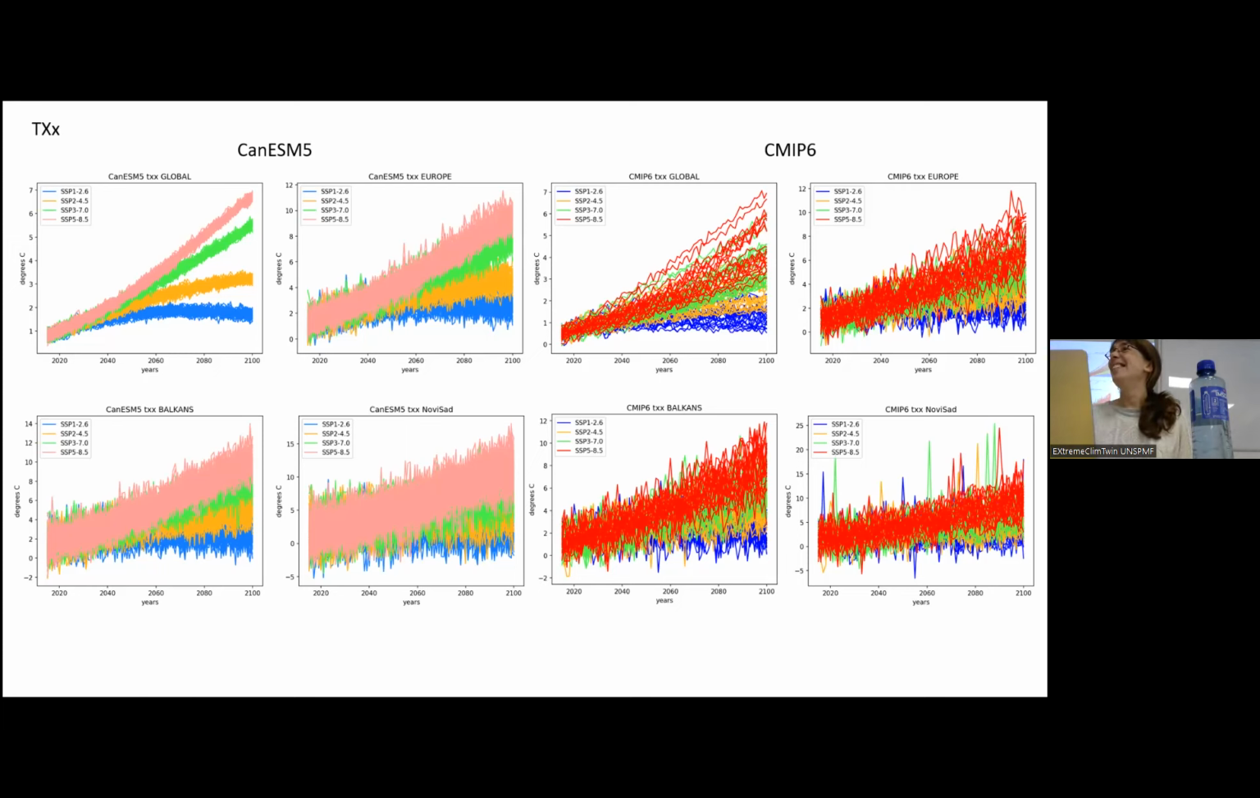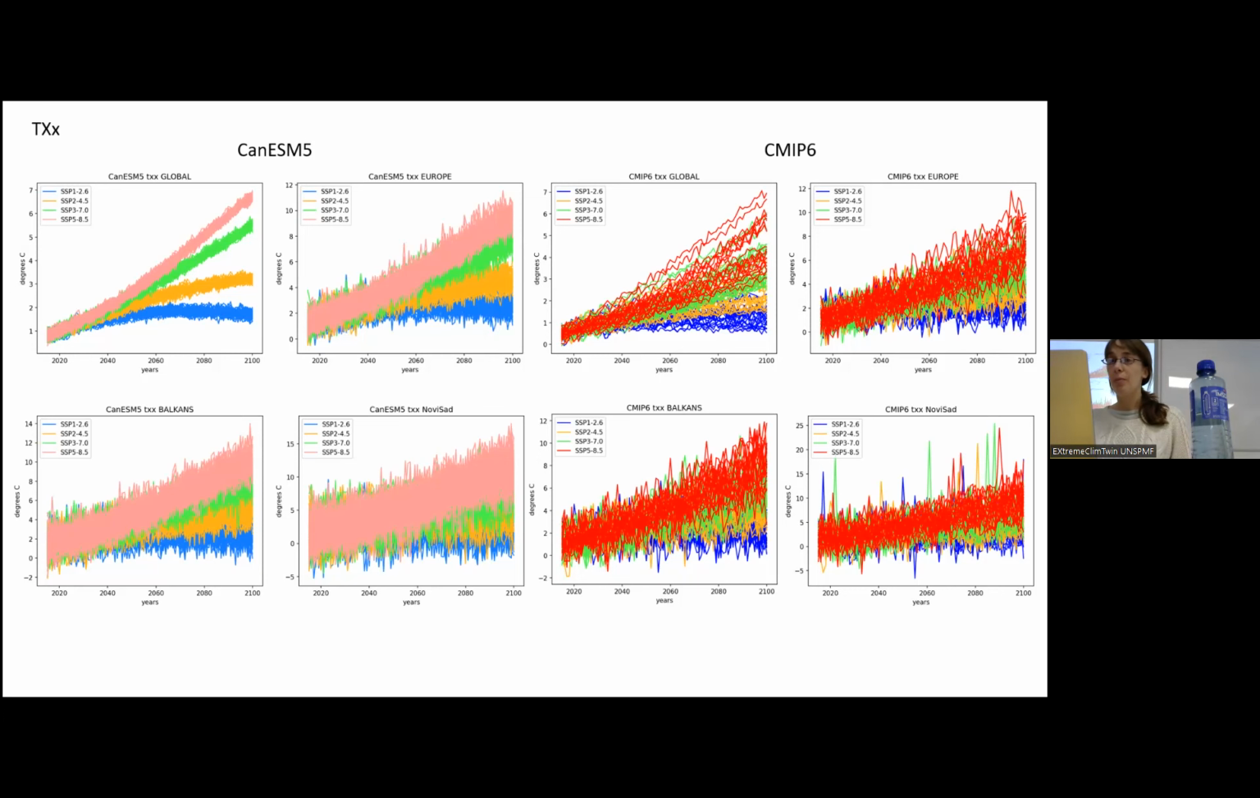I'm just curious as to which model is the hottest. CanESM5 is a hot model. Maybe, I don't actually remember off the top of my head. Actually, I can see with CanESM5, it's between 7 and 5. Yeah. And 7. Yes.